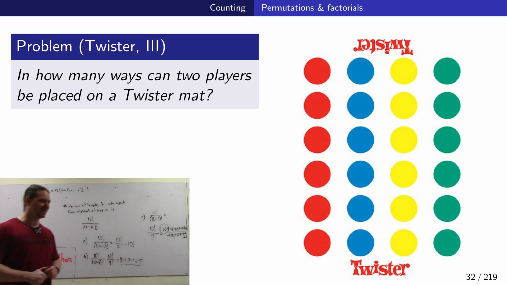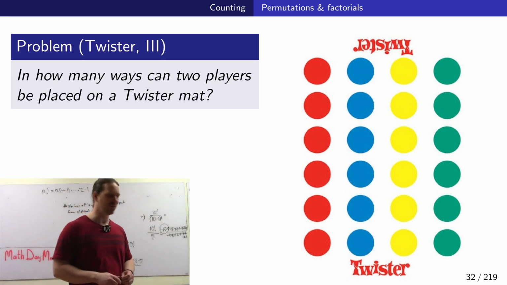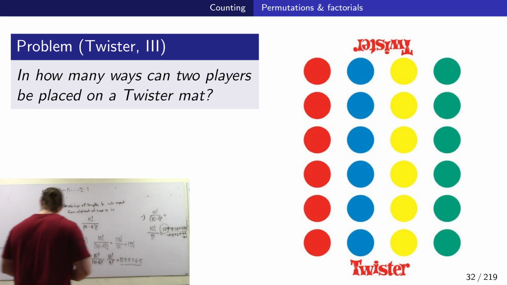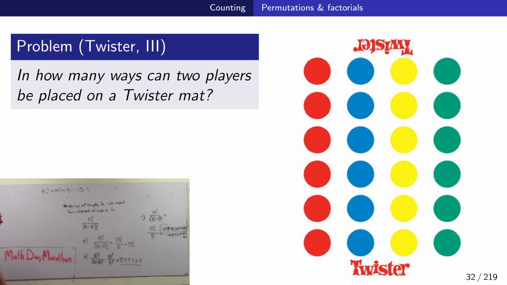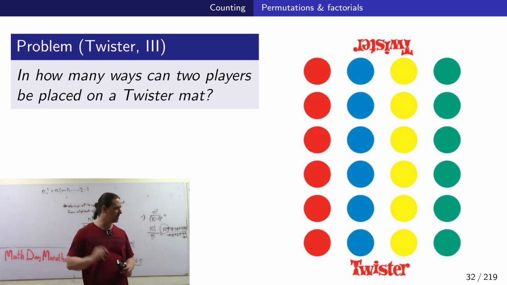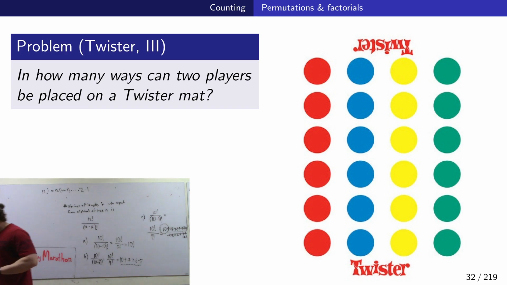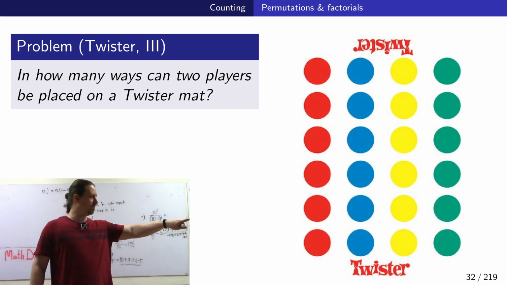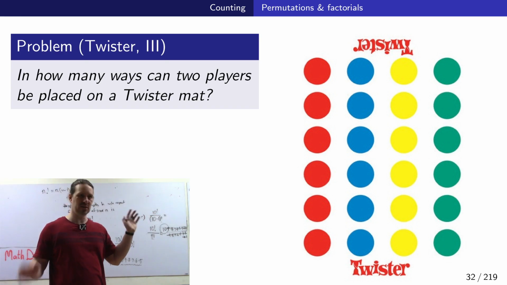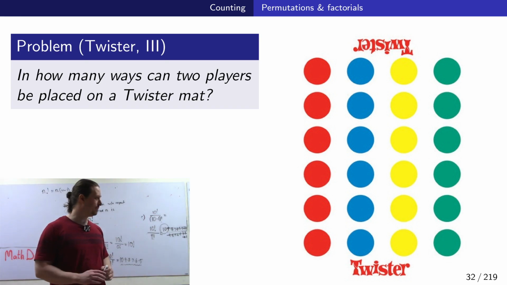We started the class off with Twister. We're going to talk about Twister one more time here. Okay, so we're going to have to make a few basic assumptions here to make this one work. But what I'm interested in is we have two players playing Twister, and I want to know how many ways can they be placed on this mat here after spinning the spinner, okay? Now you have to remember the rules of Twister. I'll just tell you simply that no circle can be shared by either person's hand or feet. Each can only be used by one body part at a time, okay?